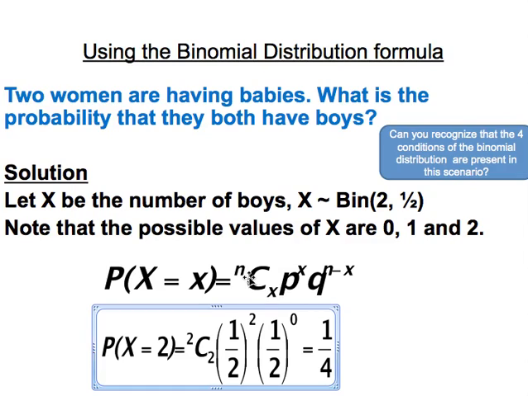So we plug those values in the formula. 2 combination 2. And this is a function that you will find on your calculator. So you press 2, then the combination button, then 2. Some calculators vary, so you should know how your calculator works. So that's N combination X, 2 combination 2, times a half to the power of 2, times a half to the power of 0. Gives you an answer of a quarter.